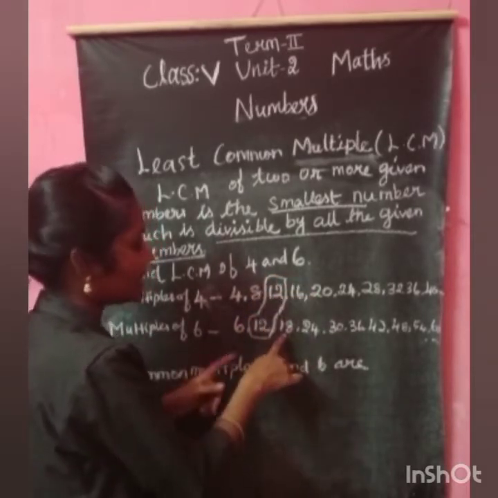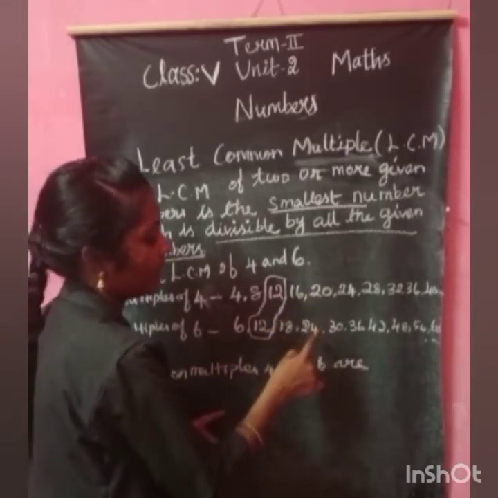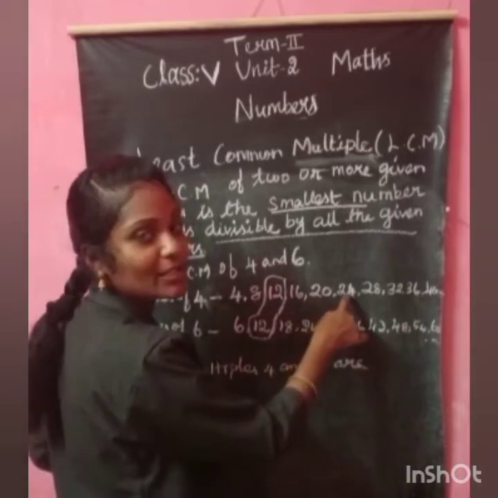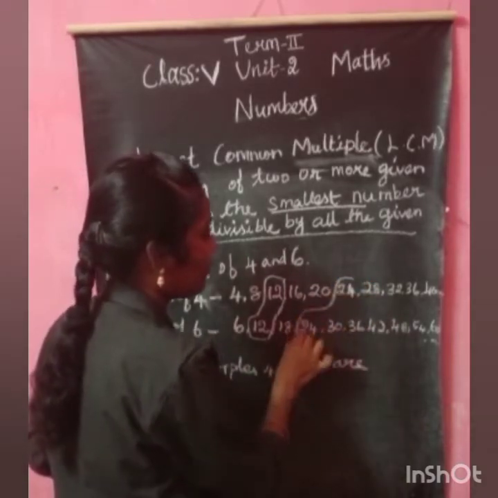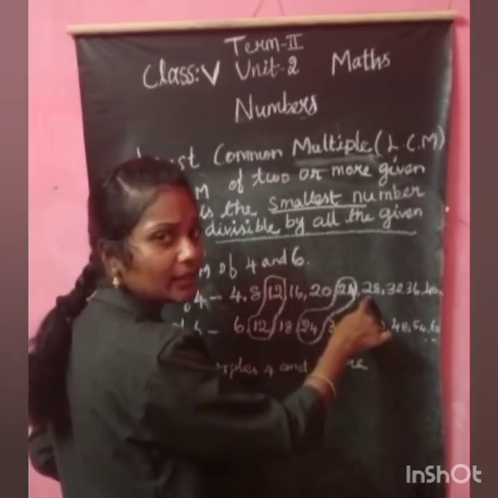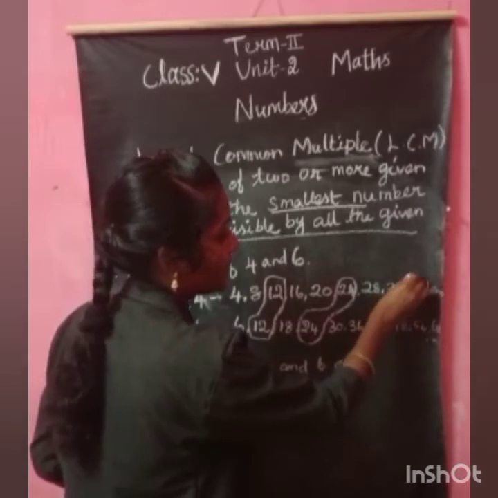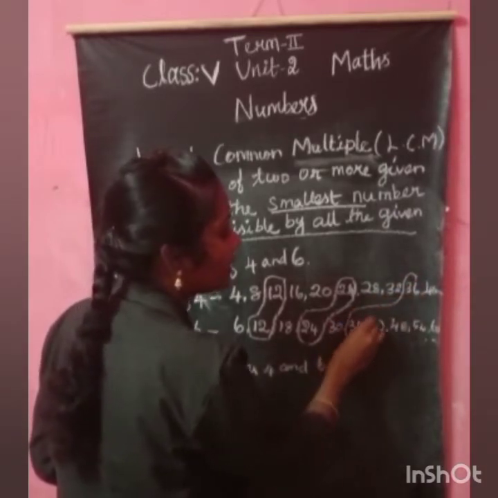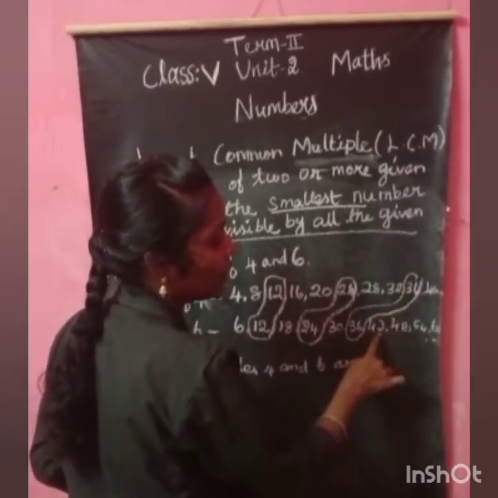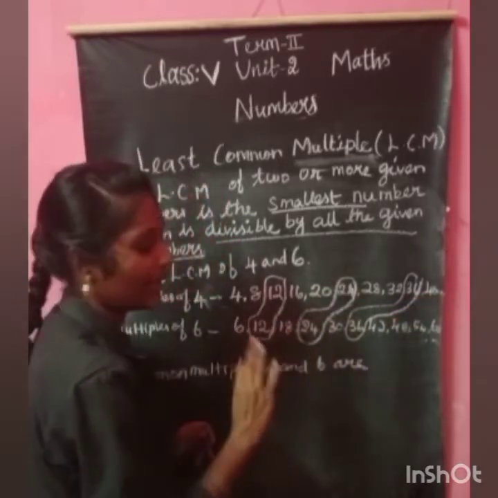Next 18 is a multiple of 6 but not a multiple of 4. Next 24, here also 24. So mark the 24. Next 30, here? No. Next 36, here also 36. So mark 36. Next 42, 48.